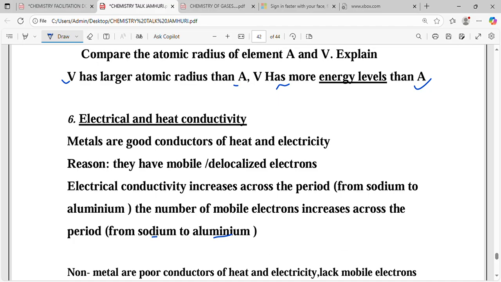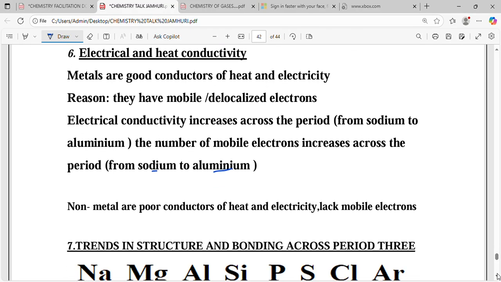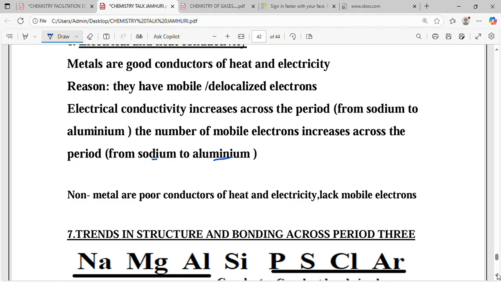Again, what you need to know is that nonmetals are poor conductors of heat and electricity because they lack mobile electrons. Another question which is set, objective number 7, is strengths in structure and bonding across period 3.